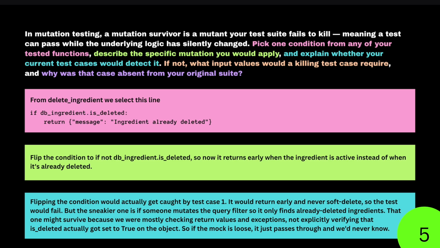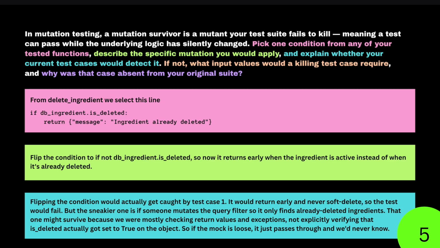For the last question, we have 5 sub-questions. So the first question is, pick one condition from any of your tested functions. So we're gonna use delete ingredient as our example. And the second question is, describe the specific mutation you would apply. The answer is, the condition we're gonna mutate is the early return check.